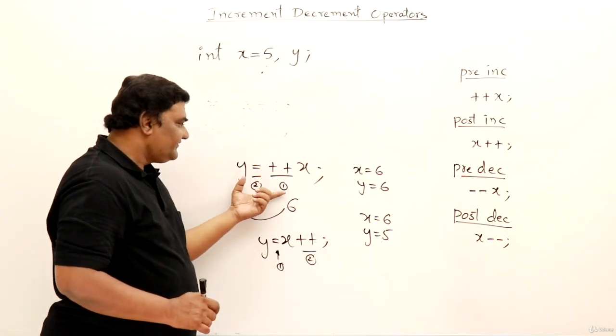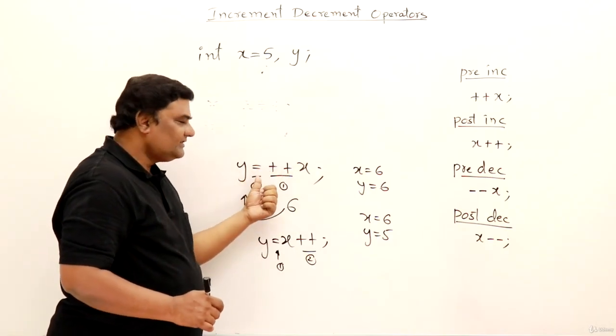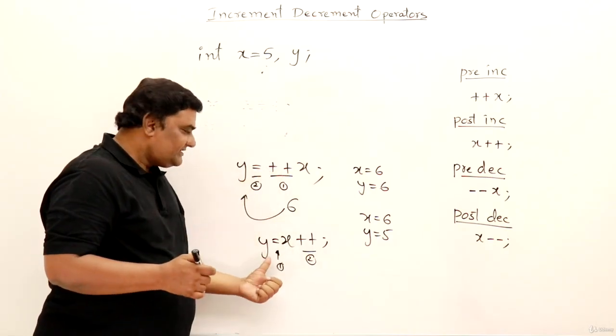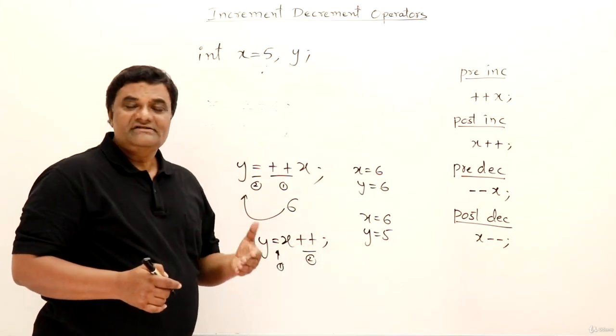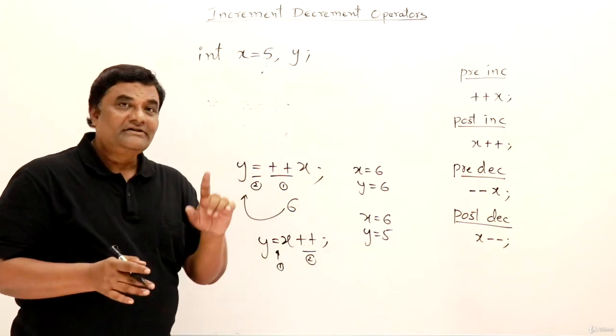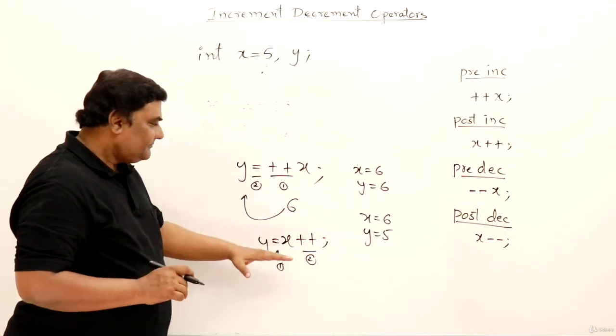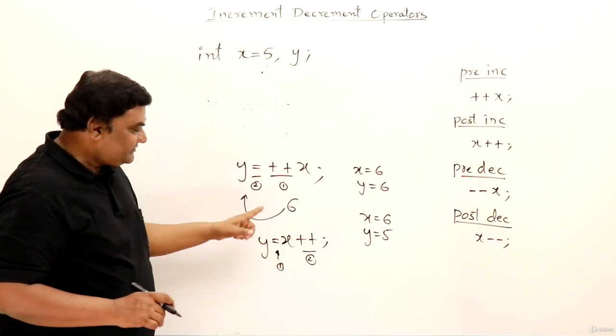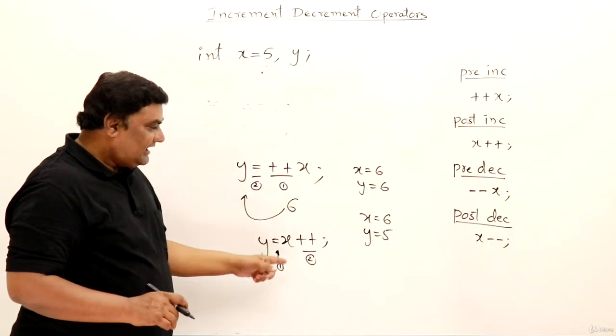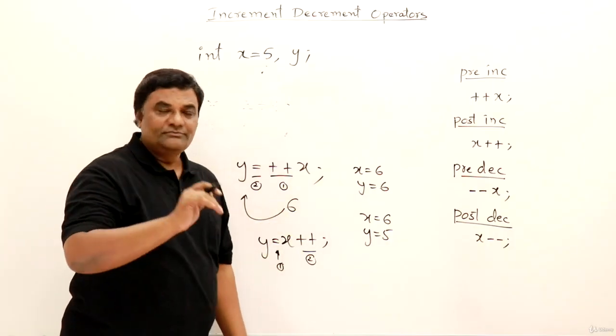So here two operations were there. In the first case, increment was performed first, then assignment. Here, first assignment is performed, then increment. What does it mean? Pre-increment means first increment it and then use the variable. And post-increment means first use the variable in the assignment and then increment it. I'll show you one more example.